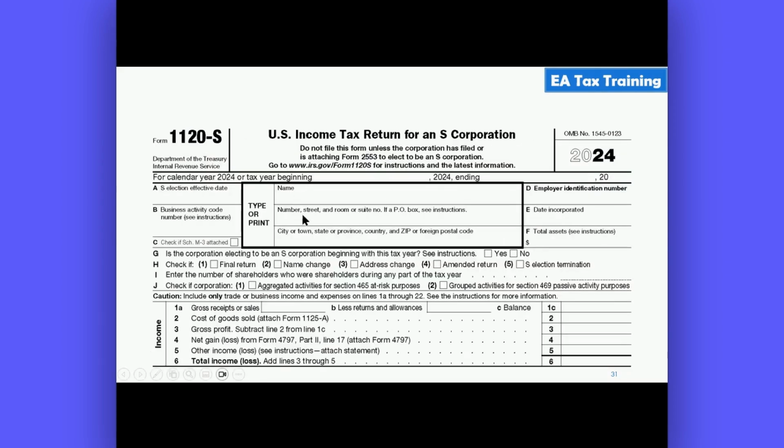Contrast that with an S corporation return. Again, this top section is income. Still start with gross receipts and less returns and allowances. You still subtract cost of goods sold, leaves you with gross profit. But here it jumps straight to that 4797. That's your sales of business property. You've got none of those portfolio or investment types of income. Then you've got your other income, leaving you with your total income.